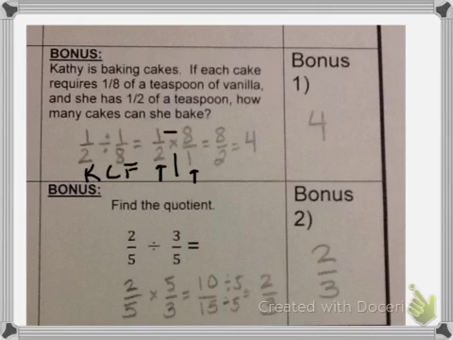I'm going to multiply straight across. 1 times 8 is 8. 2 times 1 is 2. And when we reduce 8/2, we get 4. So Kathy can make 4 cakes.